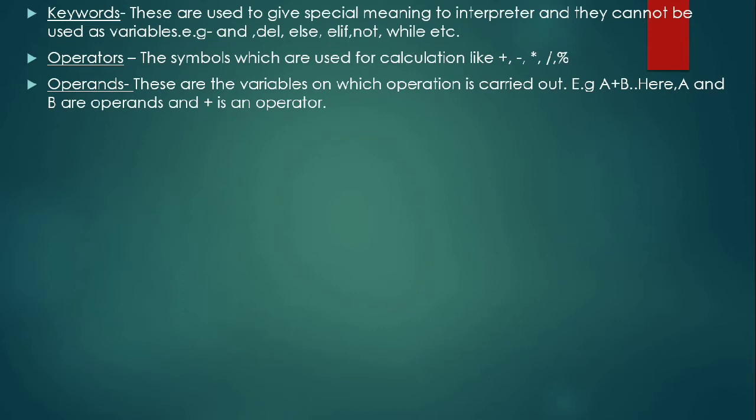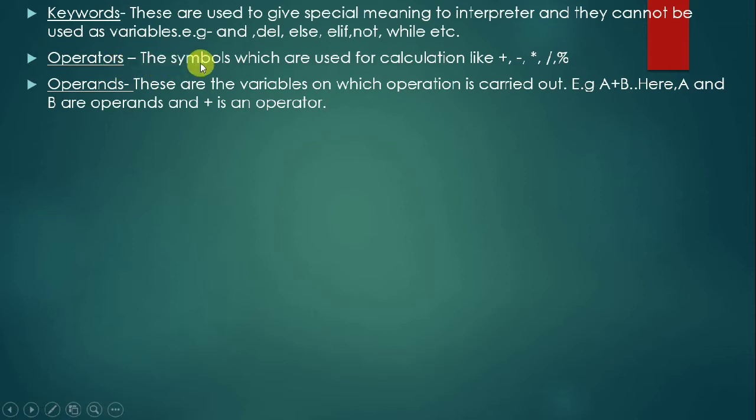Keywords. Keywords are the words which are used to give special meaning to the interpreter and they cannot be used as variables, for example and, del, else, elif, not, while. If we try to use these words as variables, then the program will show us an error.